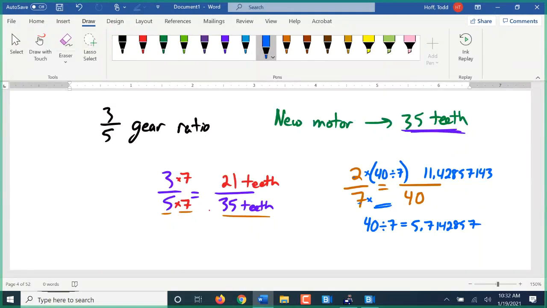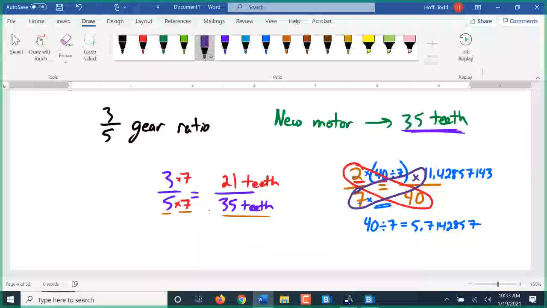Where did all that come from? There are two ways we can get there. We can look at what we just did and realize that what we are multiplying is always the two numbers that are diagonal with each other. It was 2 times 40. The 2 and the 40 are diagonal with each other. What we divided by was the number that's diagonal to our missing number. The 7 is diagonal to our missing number there. That's what we divided by.